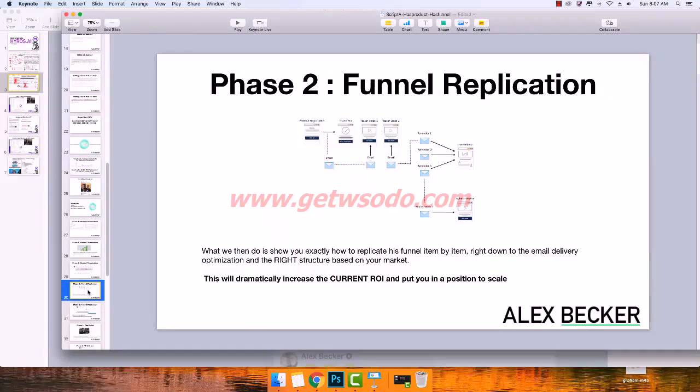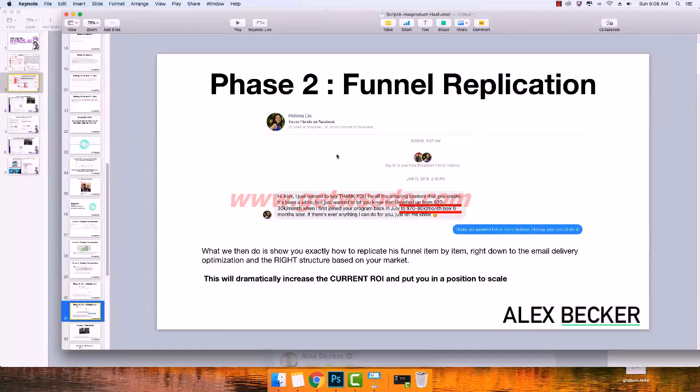Next thing, we're going to show you exactly how to replicate his funnel item by item, right down to the email delivery optimization, and get you the right structure based on your market. Look, if you're using the same copywriting, the same funnel as everybody else, you're going to get the same results as everybody else, which is extremely average and not scalable. What we're going to show you right here will dramatically increase the current ROI of your funnel and put you in a position where you're finally able to scale, especially with all those payment plans and refunds being mitigated. For example, this student right here took her business from 20,000 to 70 to 80,000 a month doing this. This is going to give you a huge ROI on what you're already doing right now, and this is going to allow you to unlock that scale in AdWords.